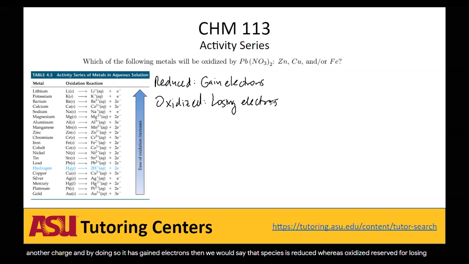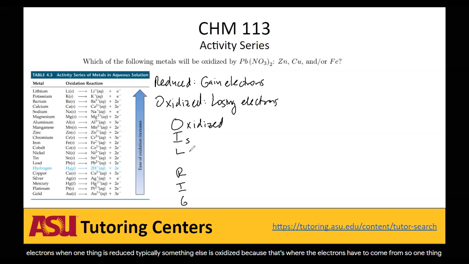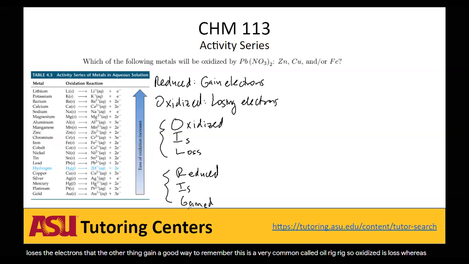And typically in a reaction, if you're gaining electrons, those electrons have to be coming from somewhere. So when one thing gains electrons, when one thing is reduced, typically something else is oxidized. That's where the electrons have to come from. One thing loses the electrons that the other thing gains. A good way to remember this, it's very common, it's called OIL RIG. Oxidized is loss, whereas reduced is gain. If you're oxidized, you lose electrons. If you're reduced, you gain electrons. OIL RIG.